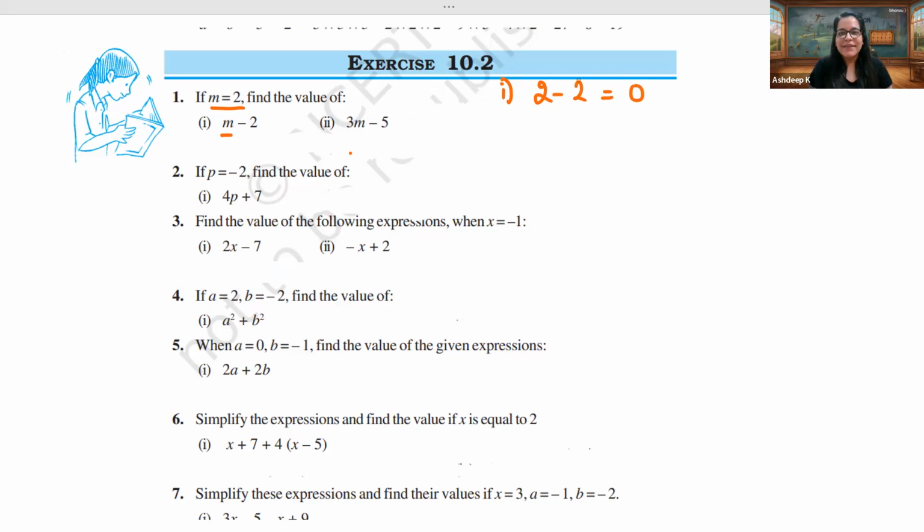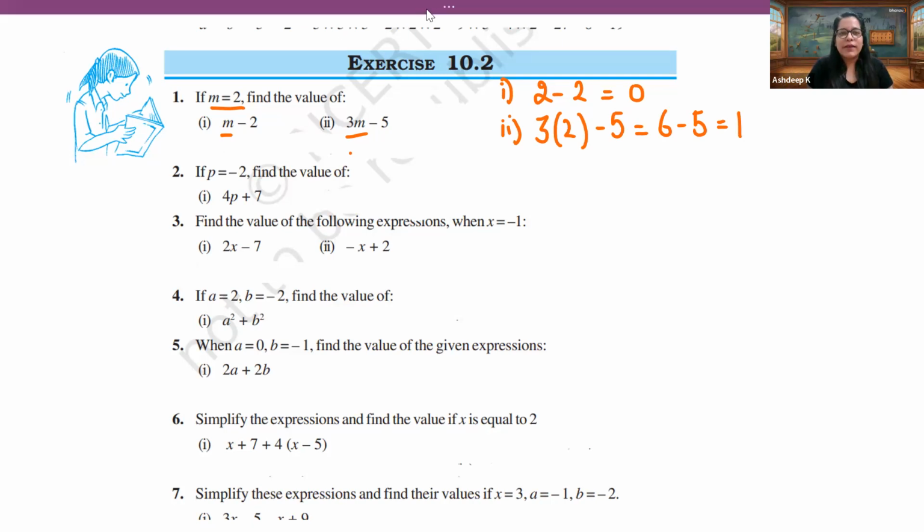Simple, right? Now I want everyone to quickly try the second question and help out with the answer. The next one we have is 3m minus 5. So that would be simply 3 into 2 minus 5. That's nothing but 6 minus 5 and the answer would be 1. If there are more such questions, you can now completely solve your entire first part of this exercise.